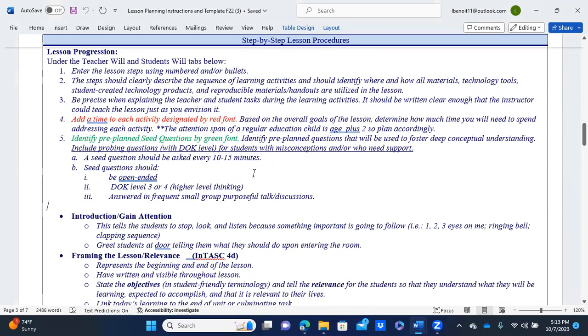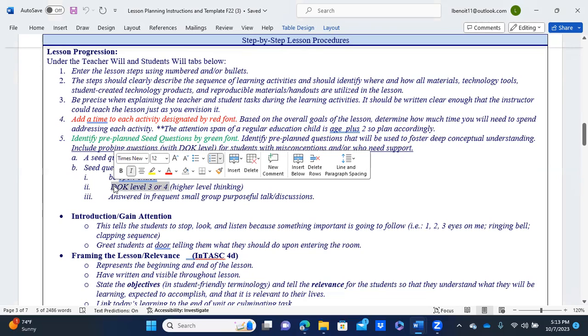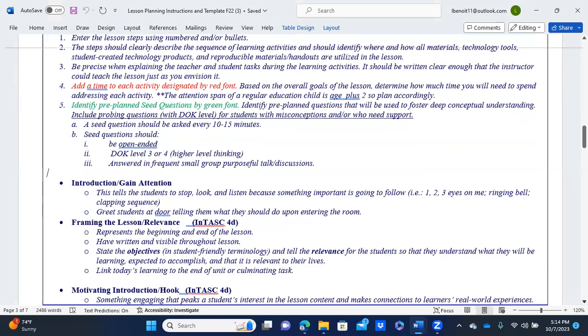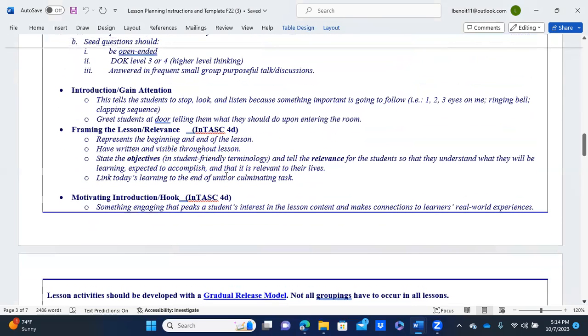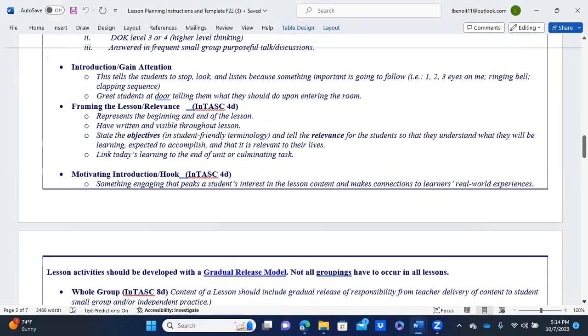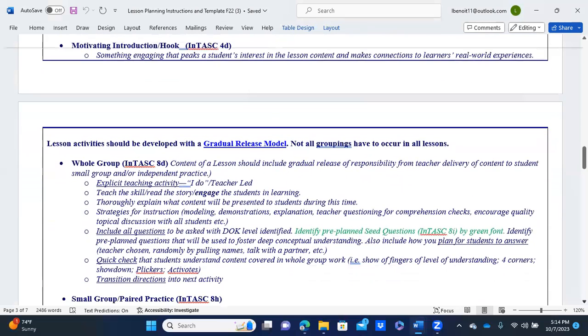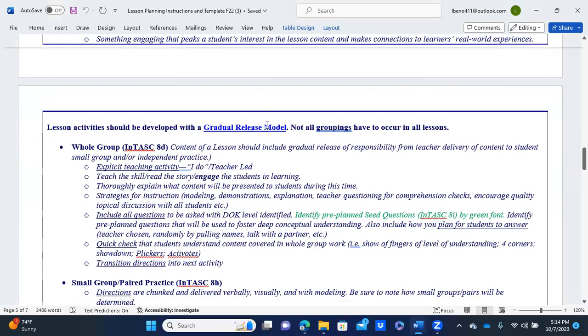The DOK is going to be the DOK levels. I'm going to put a document in the lesson planning folder, so if you need a refresher on what the Webb's depth of knowledge levels are, again, I'm going to put that in the folder. So here's an outline that you can use: introduction and gain attention. Notice there are little bullet points that give you some suggestions and look fors. Framing the lesson relevance, again, bullet pointed look fors, things to consider. Motivating introduction and hook. And then the lesson activity should be developed with a gradual release model.